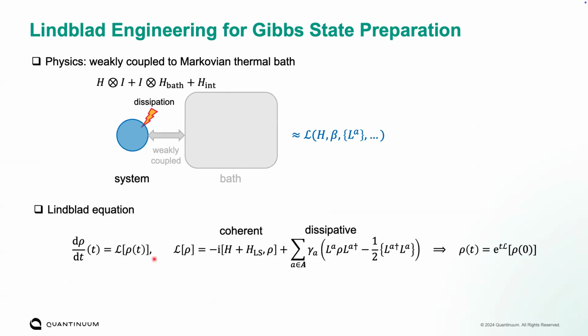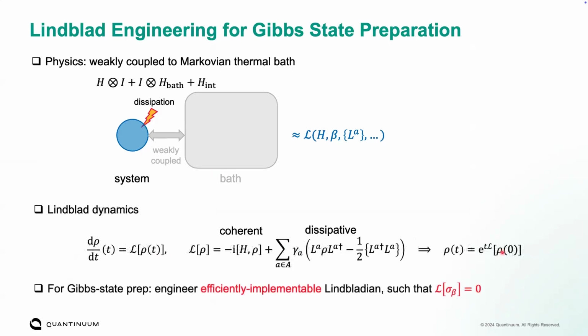This equation can be formally solved like a Schrödinger equation. So rho t is given by exponential t Lindbladian applied on rho zero. This describes the dissipative evolution of the system. So this is the very brief, general description of the Lindblad equation.